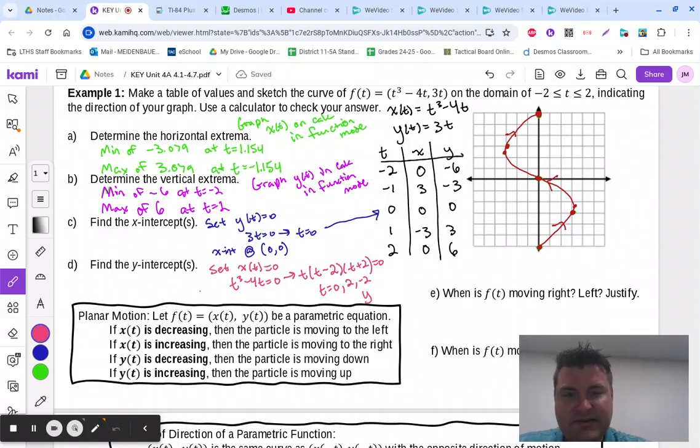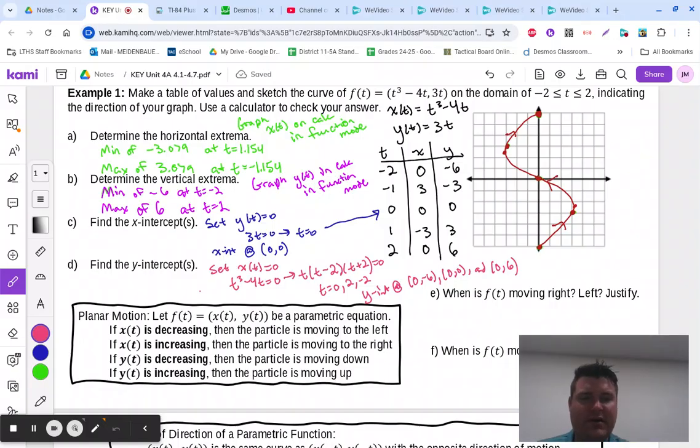So I'm going to have x-intercepts at t equals negative 2, I have 0, negative 6. I have 0, 0. And 0, 6. Okay, so there are my intercepts.